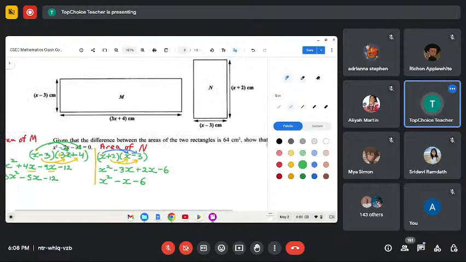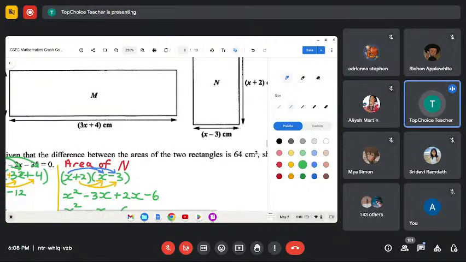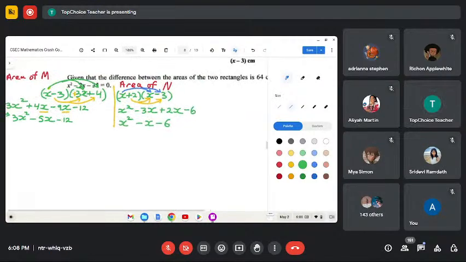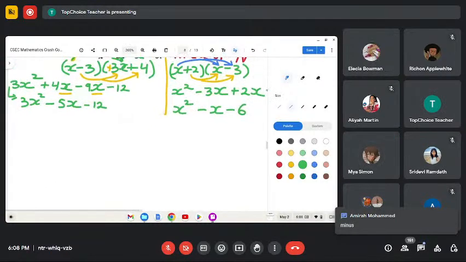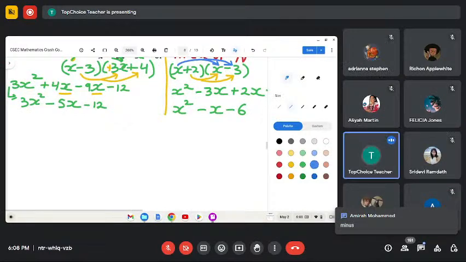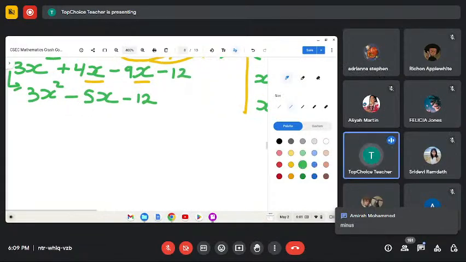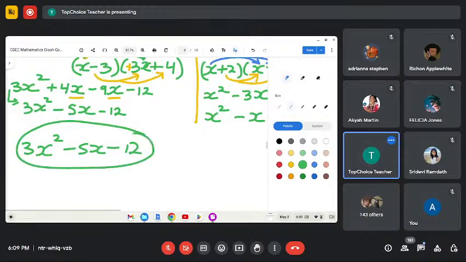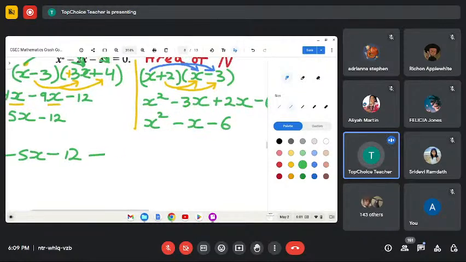That is very good. But they want us to find the difference. What does difference mean to do? Add, take away, multiply, or divide? Take away. Very good. So we are going to take away these two things. I am going to write this here. 3x squared minus 5x minus 12. This is the area of the first rectangle. They want us to take it away from the area of the second rectangle.